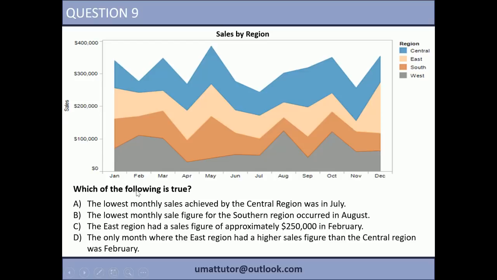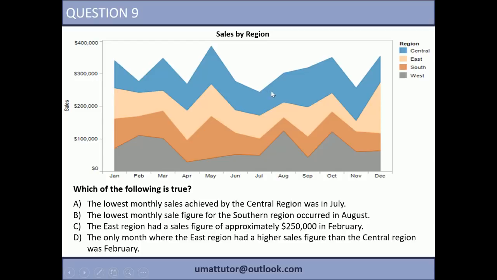The lowest monthly sales achieved by the central region was in July. So central region, we're looking at the blue. And again, this answer focuses in on that trap. We can see that in July, the blue, or the top of the blue here, is at the lowest point that it is in the entire year.